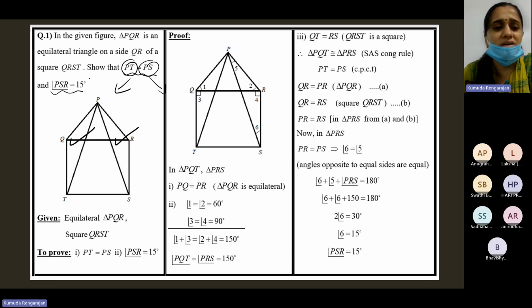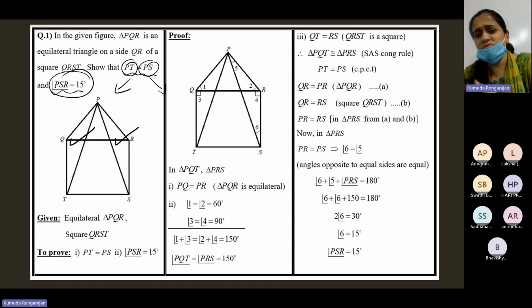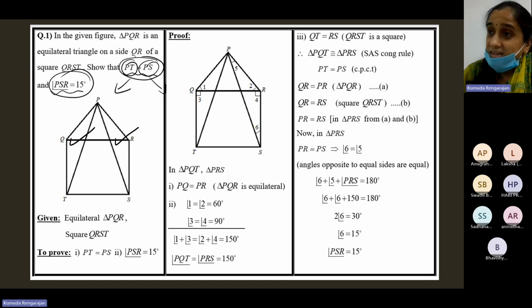All right. Okay. And this one is unique. This is different. I can't say now for this one, you have to remember like this. You can get different questions. But in general, when you have to prove that two sides are equal or two angles are equal, it can come through congruency.